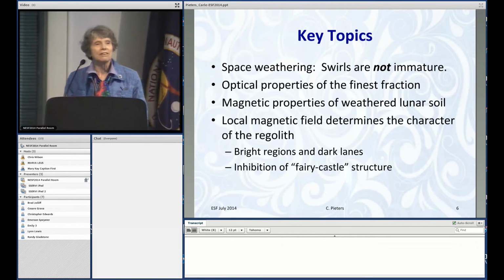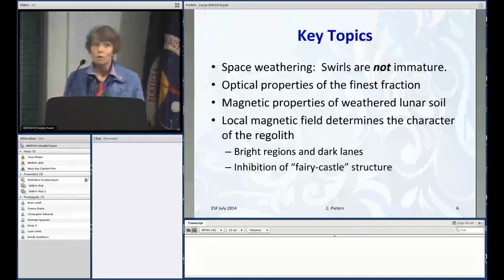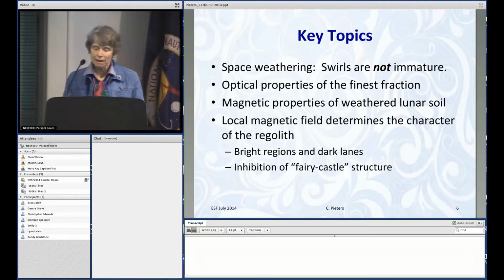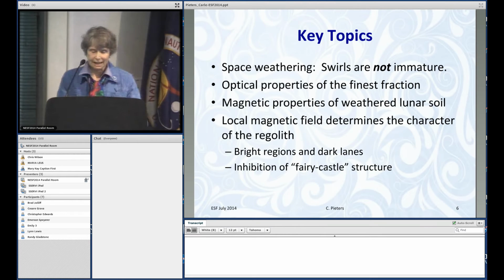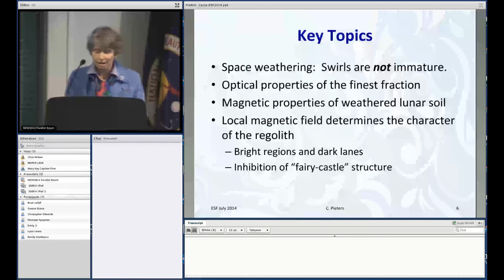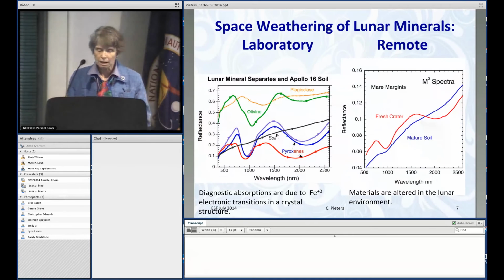I do want to touch on the optical properties of the finest fraction. That does have relevance to here, and we do have measurements on that. More importantly, I want to talk about some of the magnetic properties of weathered lunar soils. And that, I believe, now is one of the key components to understanding. I'll touch on the magnetic character as they determine on the regolith, referencing some recent modeling that's been done.